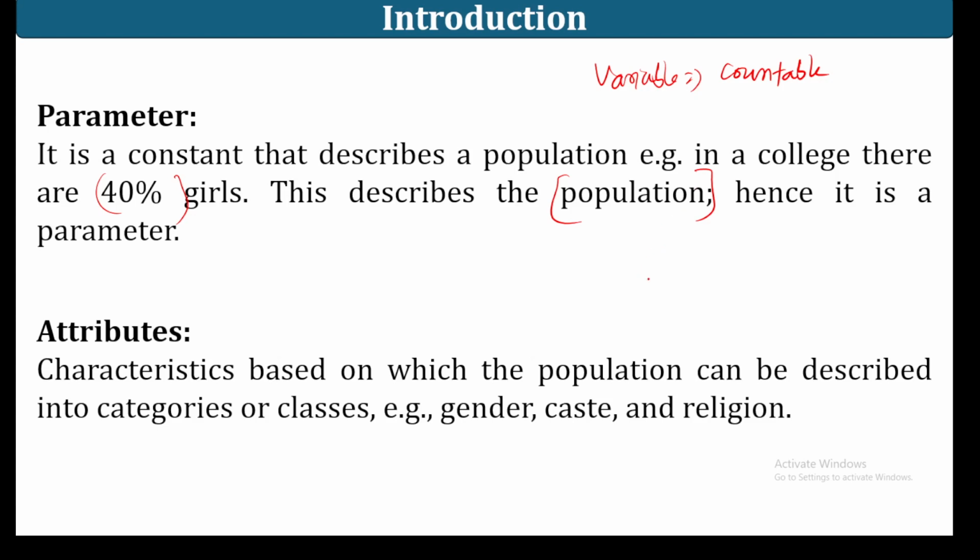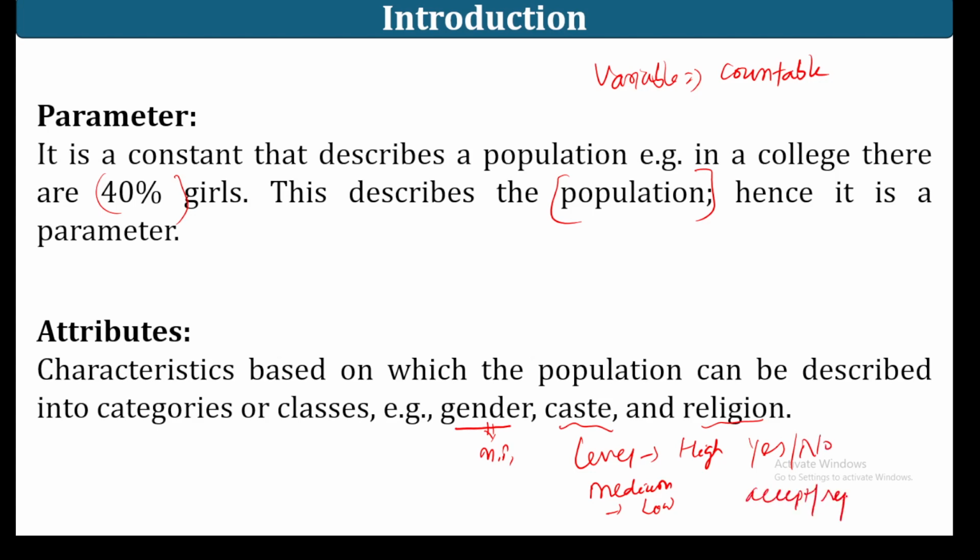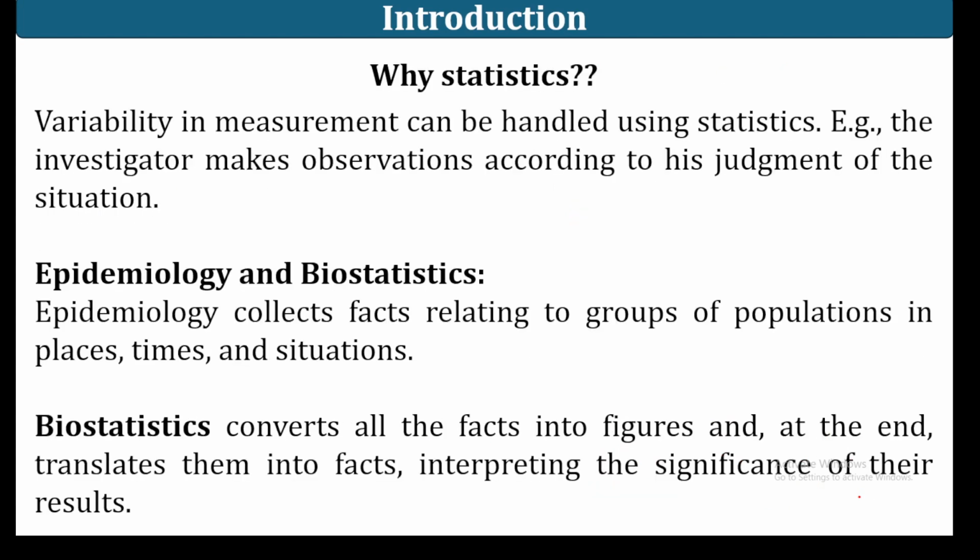And then an attribute describes in some sort of category, maybe gender will be male and female, maybe caste, and religions will be there, maybe a level like high, medium, or low. So this is what we are dividing in terms of class, or maybe yes or no, or accept or reject. So all of it comes into the attribute.